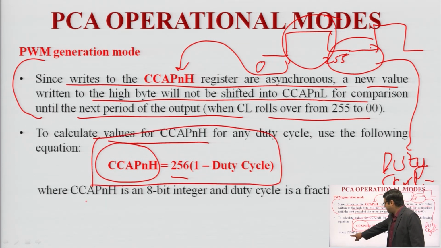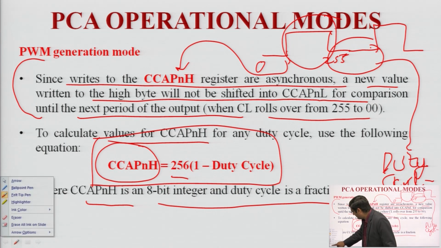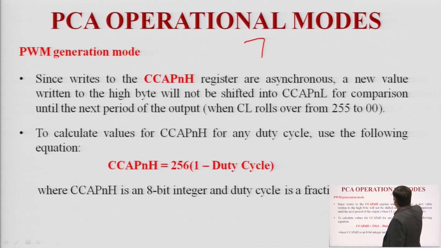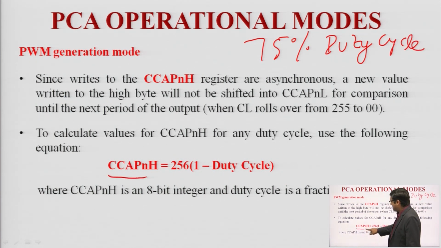Here CCAPnH is an 8-bit integer and duty cycle is a fraction. Let's study with an example. Let's take a duty cycle value of 75%. We are going to calculate the CCAPnH.